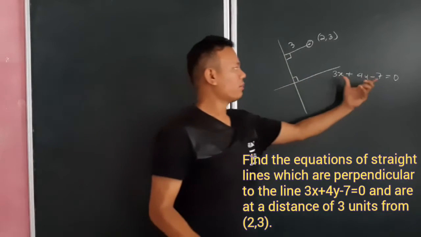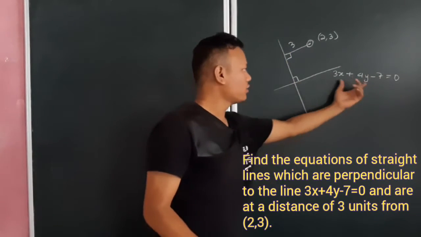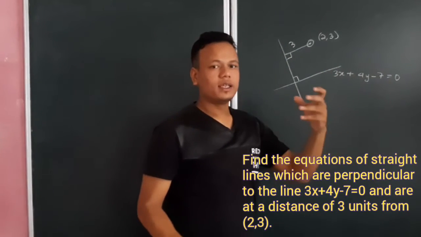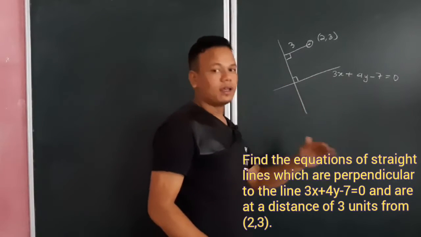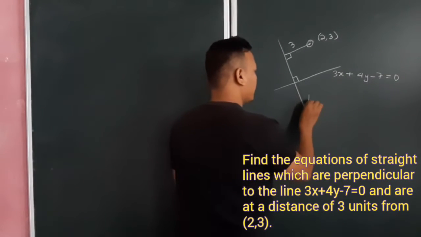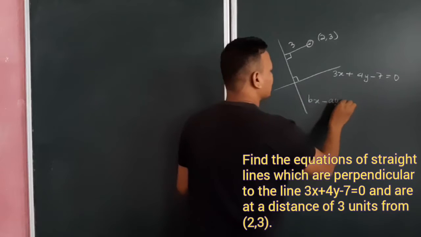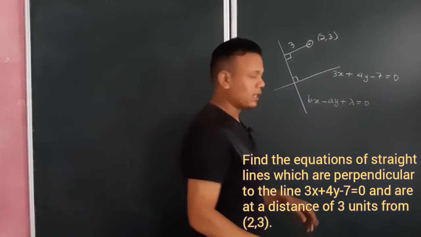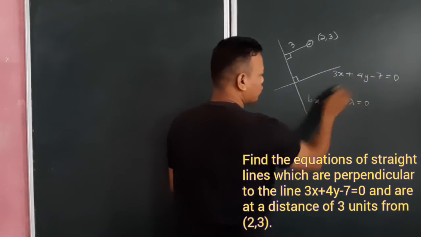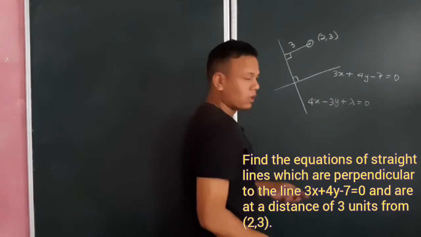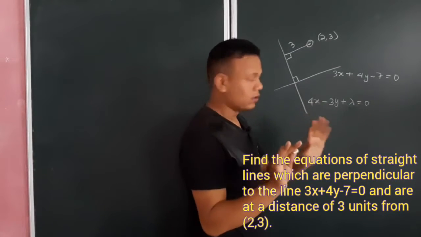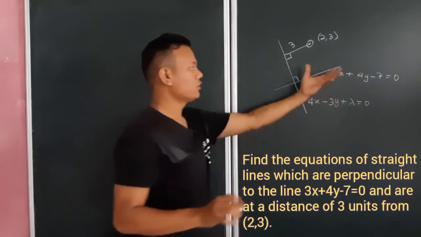First and foremost, we have been given this line and we know that this is perpendicular to it. So let us write the equation. The equation of any line perpendicular to ax plus by plus c equals 0 will be bx minus ay plus lambda equals 0. We have learned that. What is a here? A is 3, so I write 3. And b is 4, so here I write 4. So this is the equation of this line, and we need to find the value of lambda. Is the question clear to you? If it is clear, then let's begin.